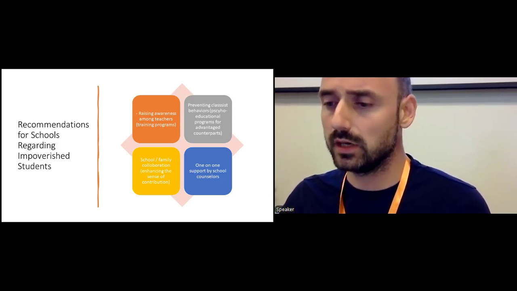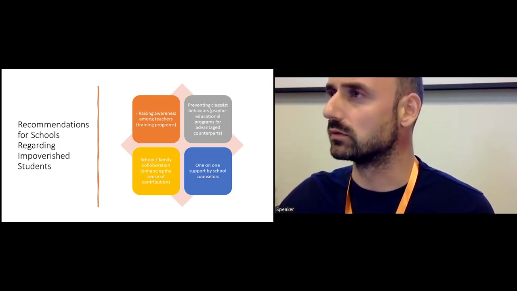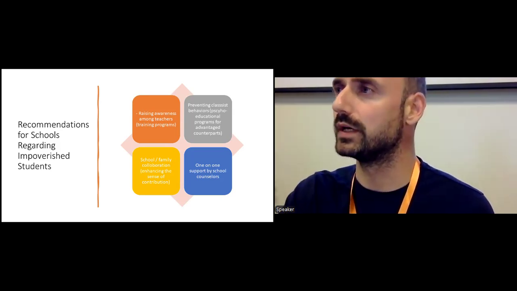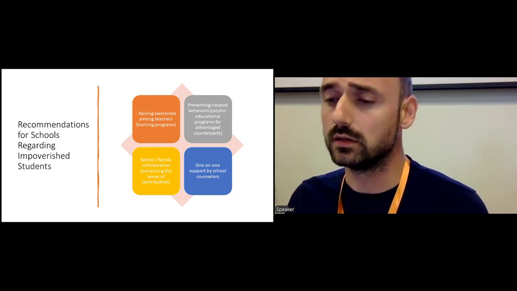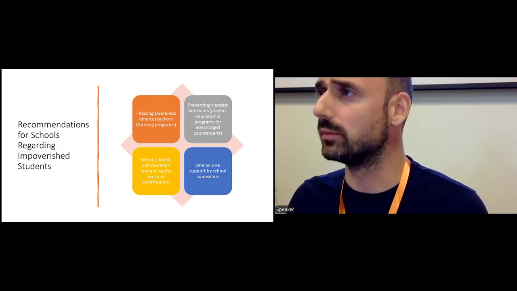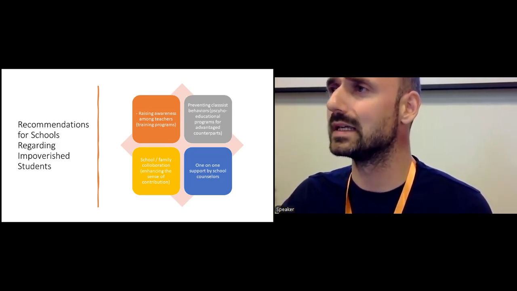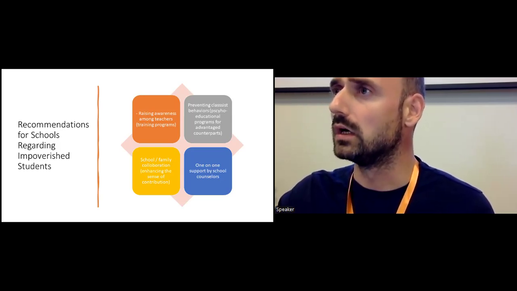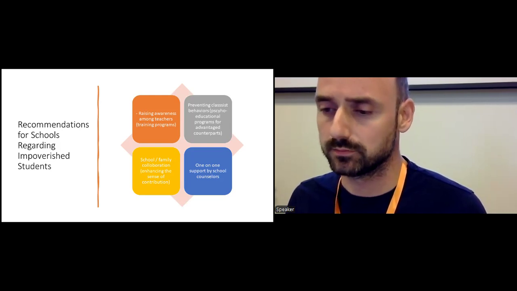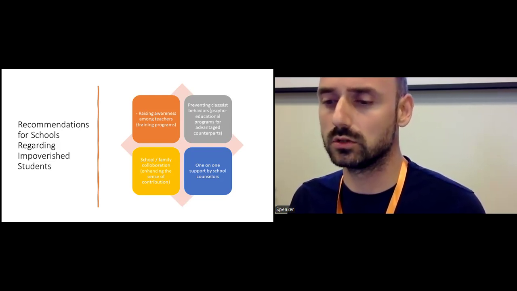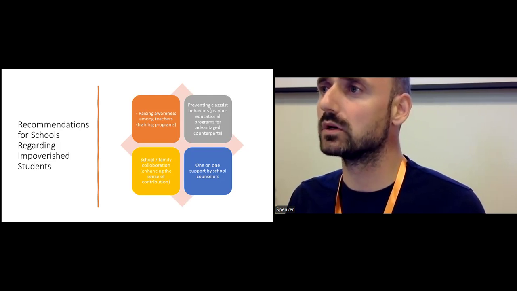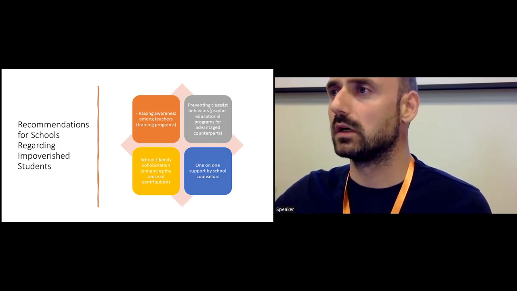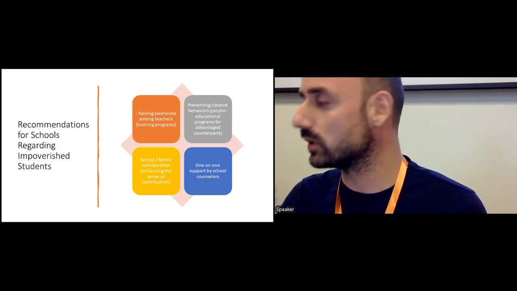Preventing classist behaviors among privileged counterparts. There is a lot of bullying at schools based on the financial situation of students, and we have to be careful about that. We have to conduct preventive psychoeducational programs for privileged counterparts. School-family collaboration is something important because most of the parents come from impoverished backgrounds.